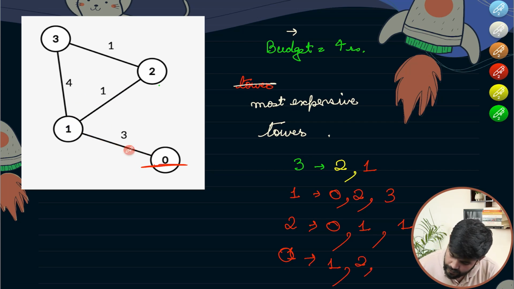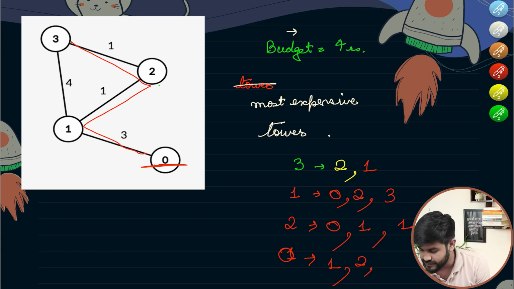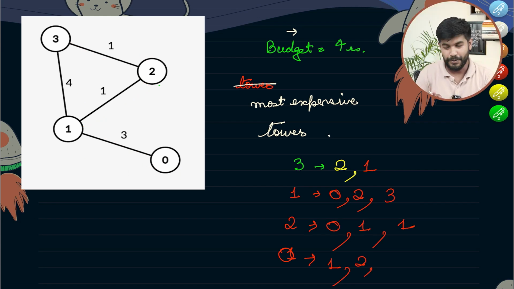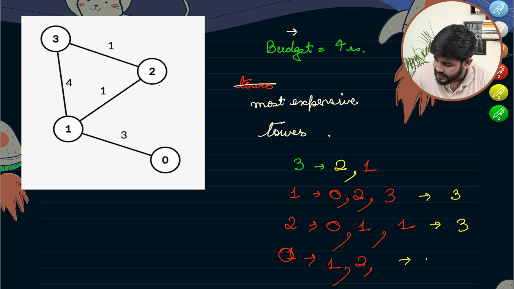Now, from 0, can I visit 3? If I take the shortest path to visit 3, the cost would be even more than my budget. So I can't really visit 3. From 1, 2 and 3, yes. So now if you see, from 1 I can visit 3 cities, from 2 I can visit 3 cities, from 2 I can visit 2 cities, and from 3 also I can visit 2 cities.